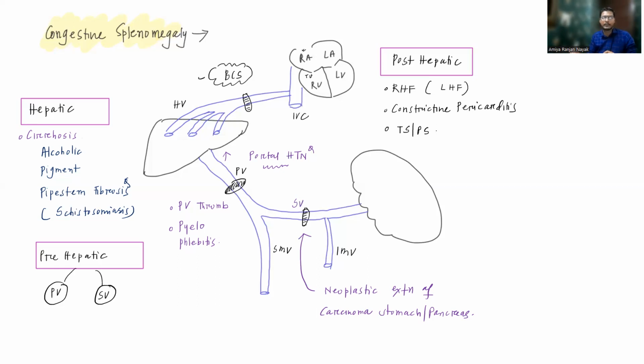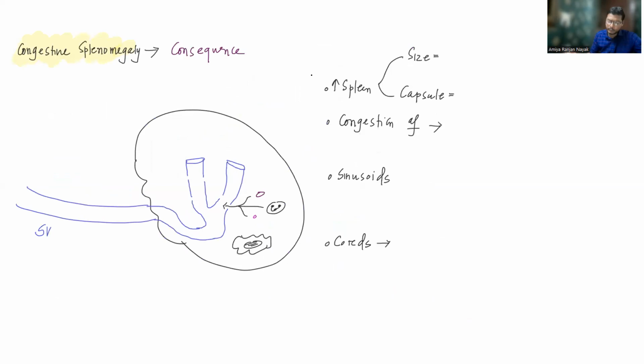Now we'll see what is going to happen whenever there is congestion. What is the consequence of congestion? Whenever there is congestion, there will be increased pressure inside the splenic vein, so that will cause impaired venous drainage from the spleen. The splenic veins are continuations of the trabecular veins, trabecular veins are continuations of the pulp veins, and pulp veins are continuations of the splenic sinusoids. So ultimately, it will cause sinusoidal expansion. The sinusoids will be expanded.